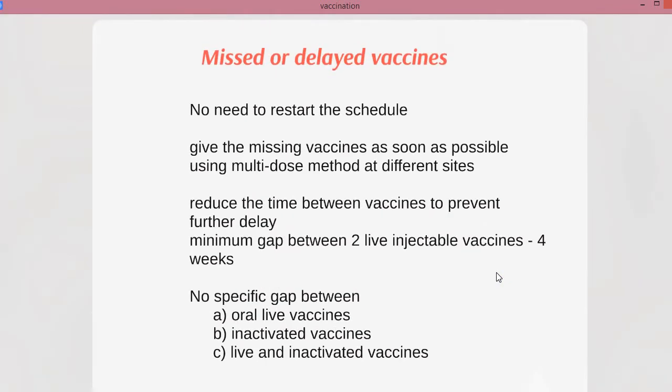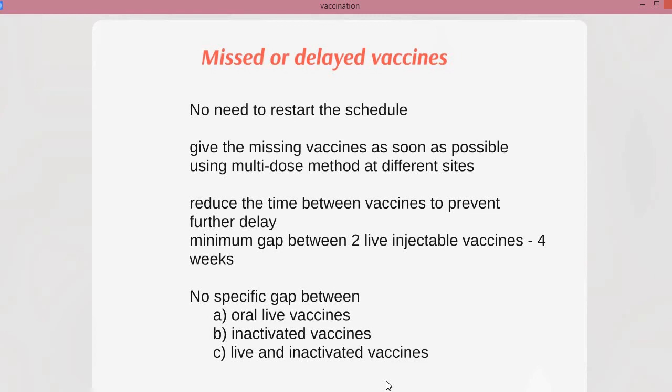Missed or delayed vaccines. There is no need to restart the schedule if a vaccine is missed or delayed. We have to give the missing vaccine as soon as possible using the multi-dose method at different sites. We can reduce the time between vaccines to prevent further delay. Minimum gap between two live injectable vaccines is 4 weeks. There is no specific gap between oral live vaccines, inactivated vaccines, or live and inactivated vaccines.